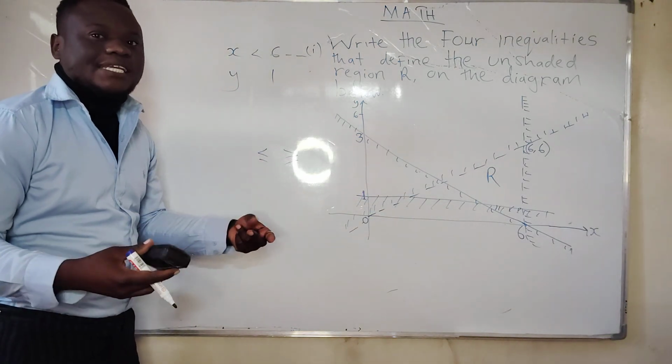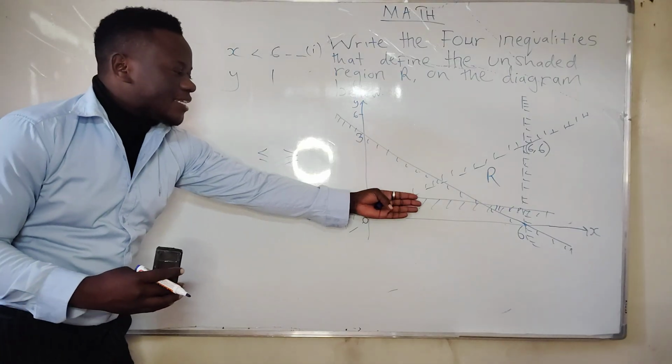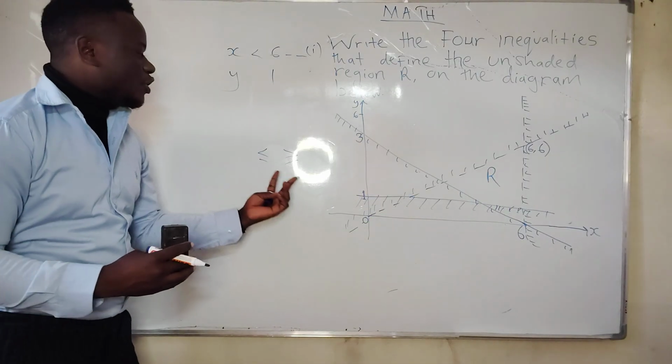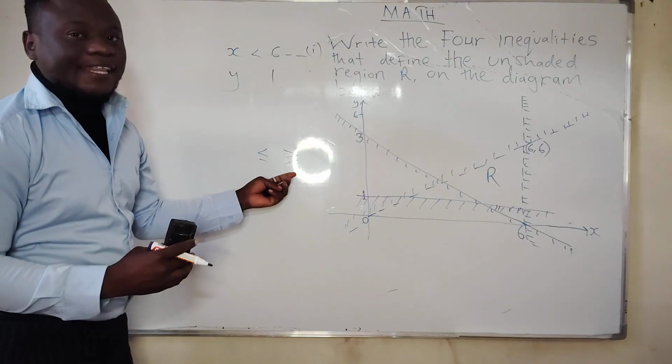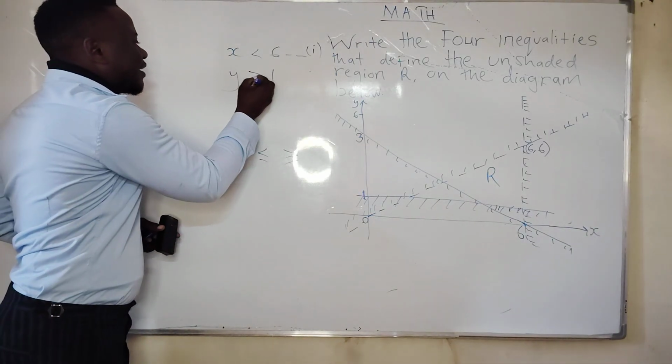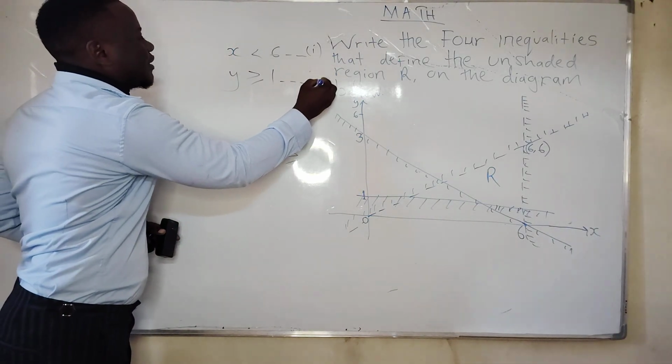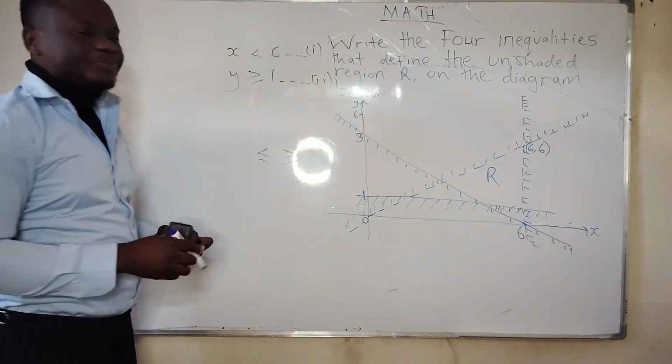So down, you can see it as less. So here, the shaded part is less. So now you pick the opposite. The opposite of less is what? Greater than. So meaning here you have greater than or equal to. So this is inequality 2.